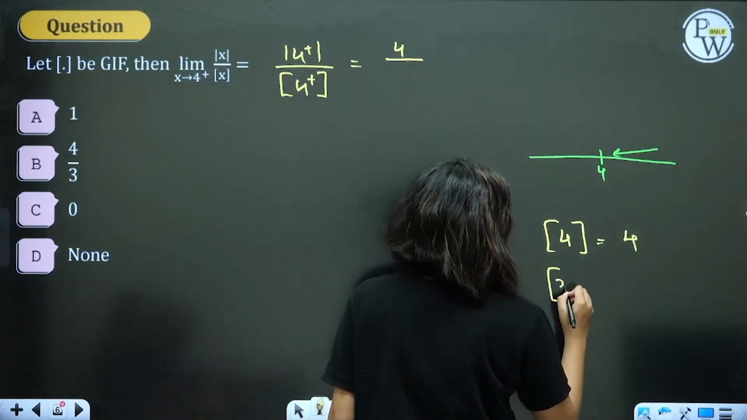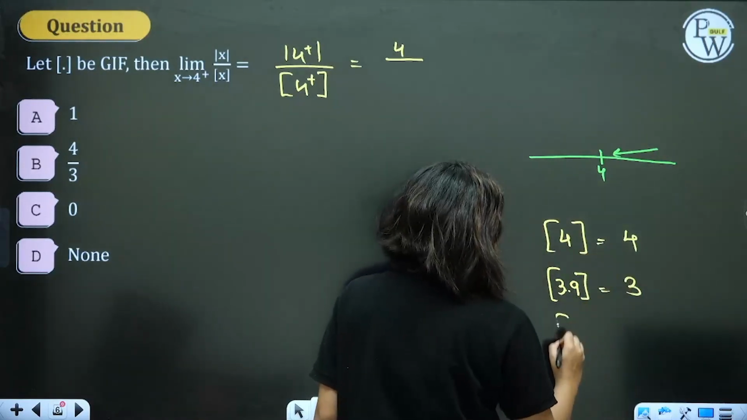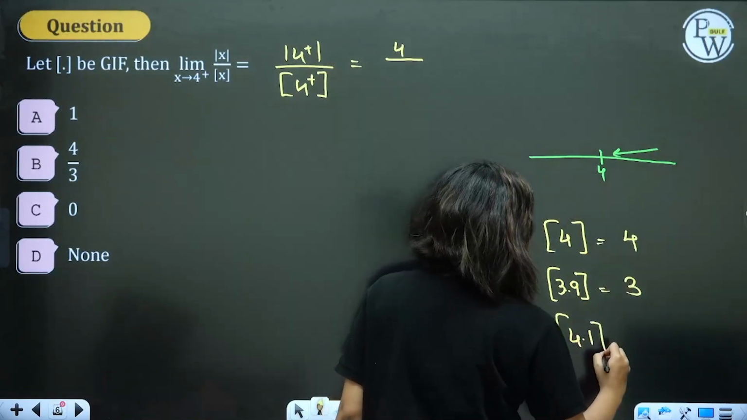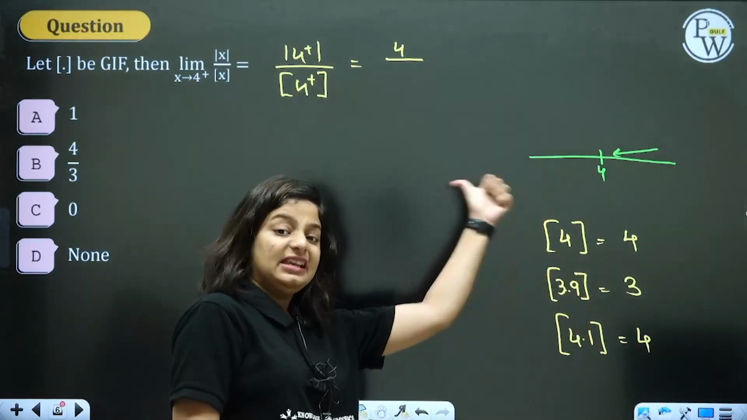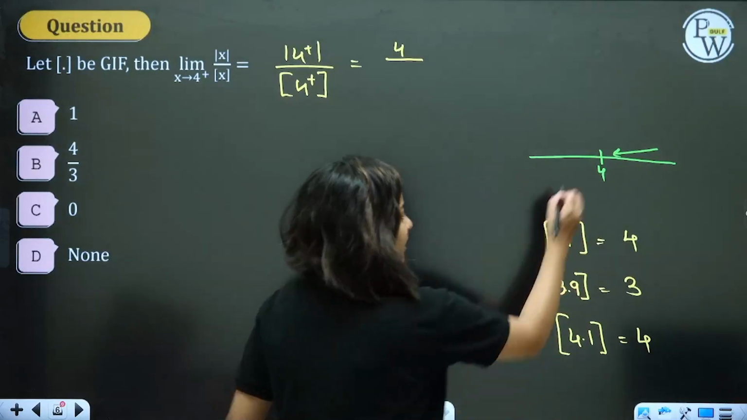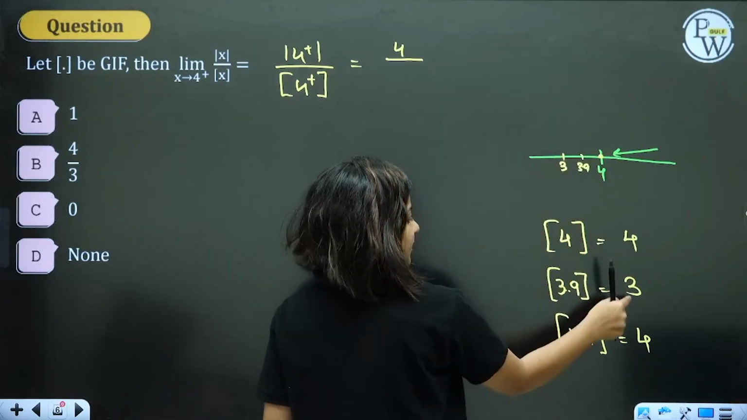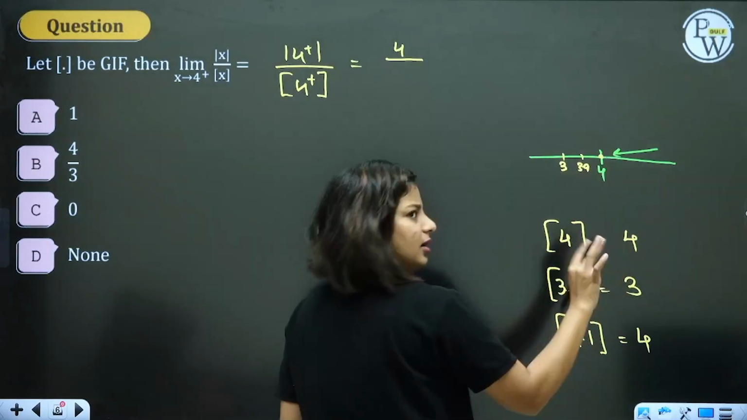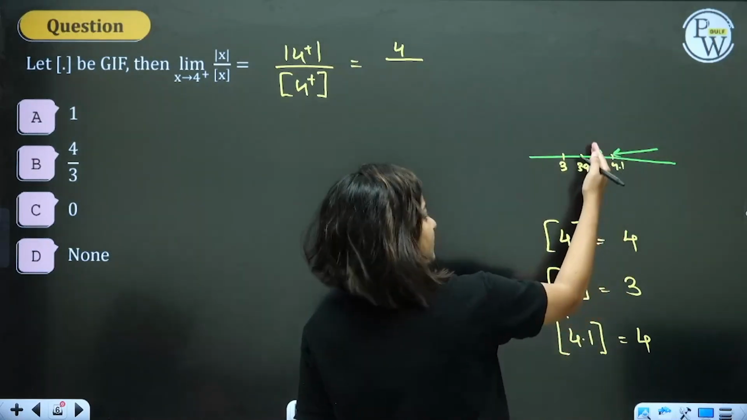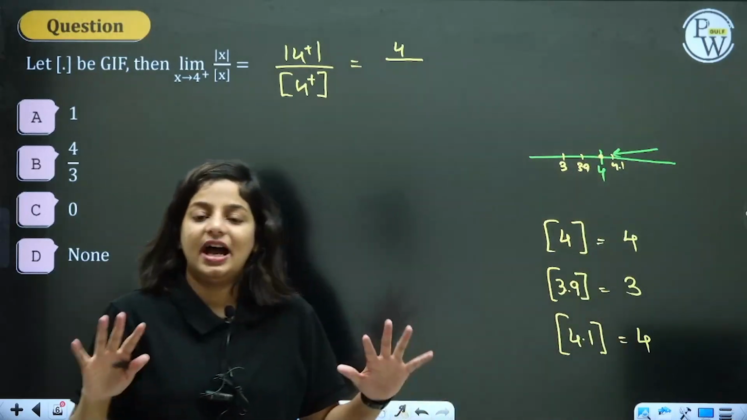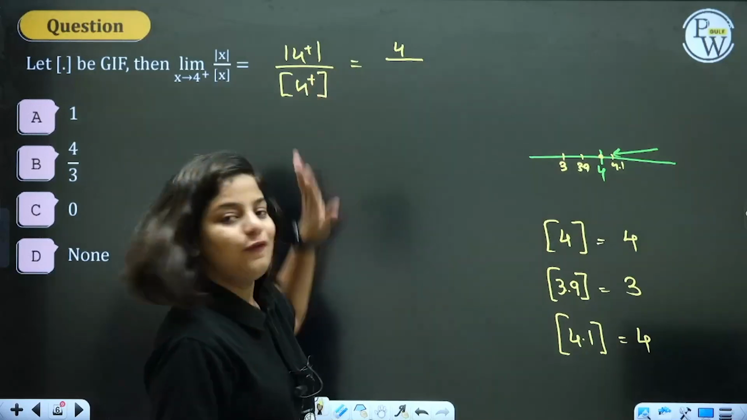If I put input as 3.9, output will be 3. If the input is 4.1, output will be 4. It always gives me the left integer as output. On a number line, if you take 3.9, left is 3. If you take 4, it gives 4, the same integer. But if you take 4.1, it gives the left integer as output. GIF, greatest integer function. I am talking about 4 plus.